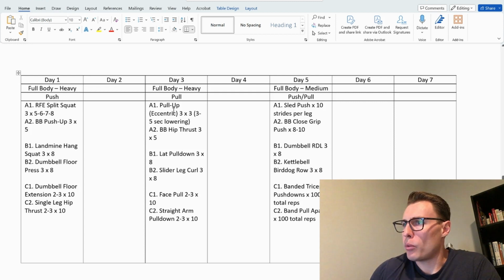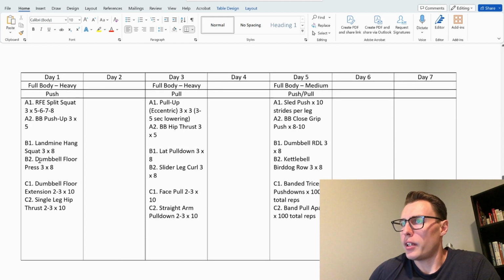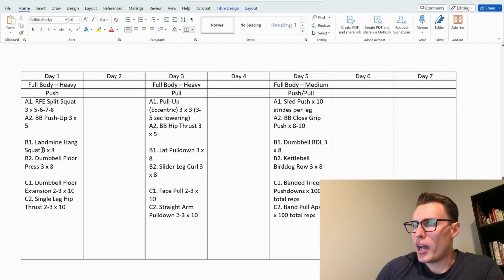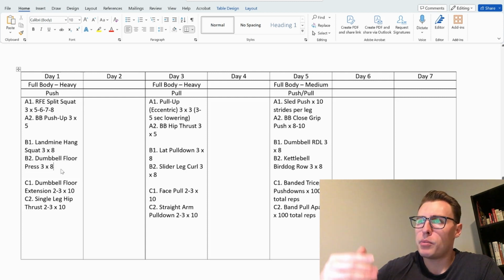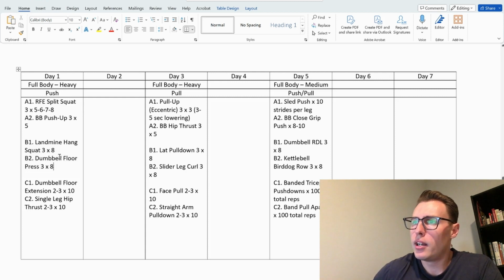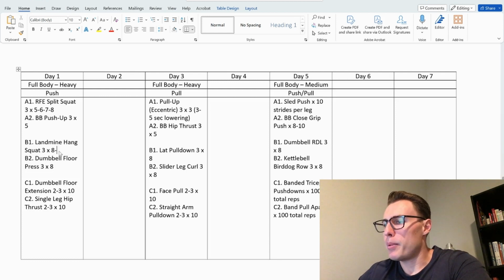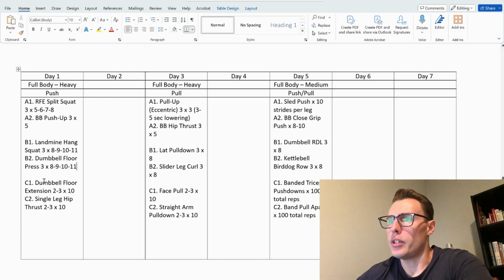We might do the same thing with the pull-ups, or sorry, let's stay on day 1. For these exercises here for B, we might stay in the 8 rep range or so. It doesn't need to be exactly 8 reps, but we might stay in the 8 rep range and add 1 repetition every week. We go 8, 9, 10, 11, 8, 9, 10, 11 for both of these.